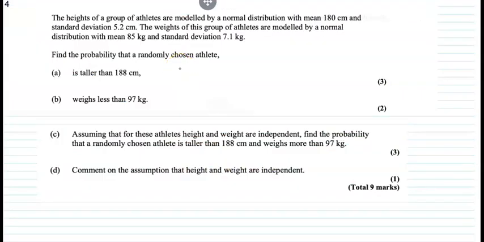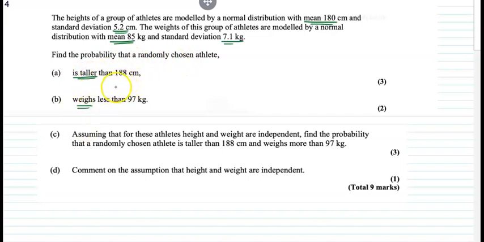Okay, so next question is question number 4. The heights of a group of athletes are modeled by a normal distribution with mean 180 and standard deviation 5.2 centimeter. And the weights of this group of athletes are modeled by a normal distribution with mean 85 kg and standard deviation 7.1 kg. Find the probability that a randomly chosen athlete is taller and weighs less.